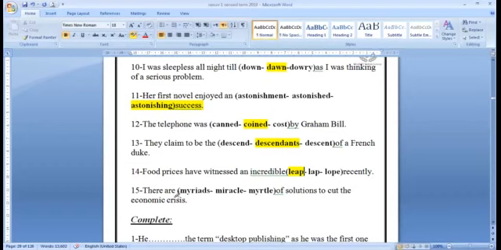The last one here: there are myriads of solutions to cut the economic crisis. Of course, the sentence means many or a lot of. So there are myriads, there are myriads of solutions to cut the economic crisis.